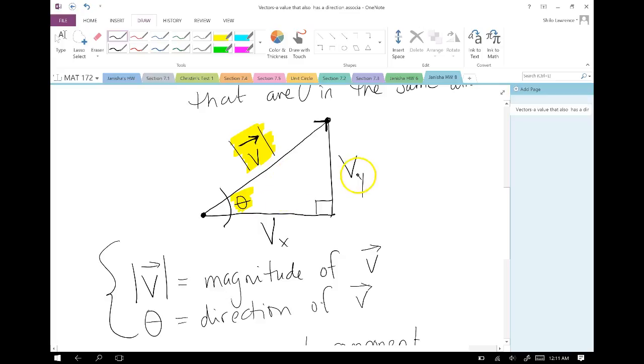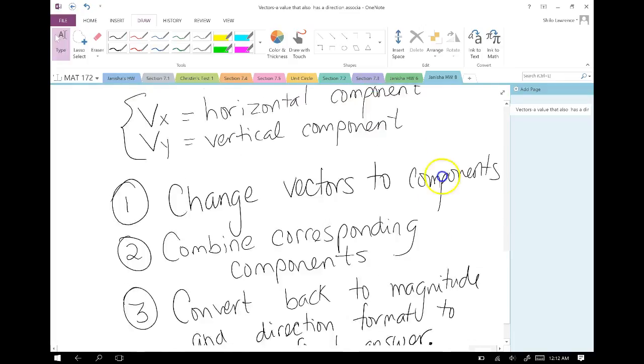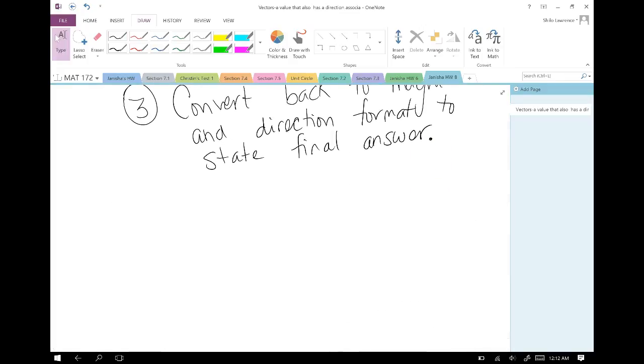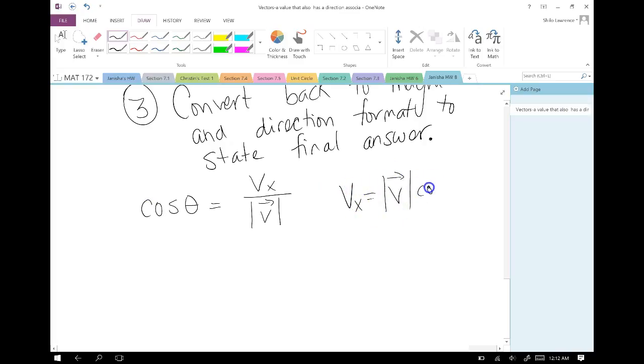And then for y, the y component is the opposite side. So to solve for the y component, we're going to set up the sine equation. If I set these equations up, the cosine of theta is the adjacent side over the magnitude. And we're trying to solve for v sub x. So we're going to want to multiply the magnitude over. So v sub x is your magnitude times cosine theta.